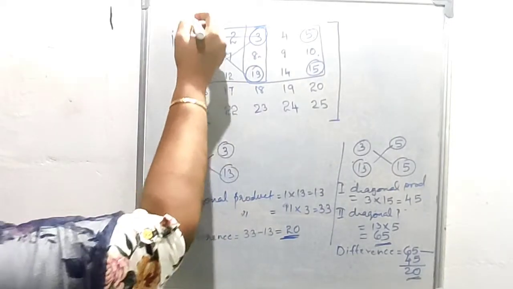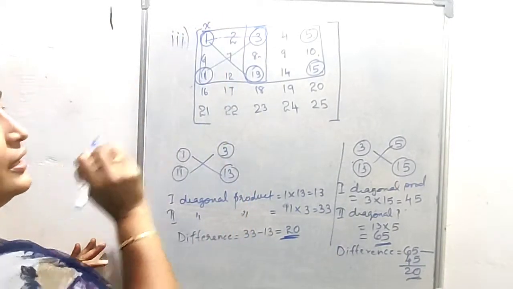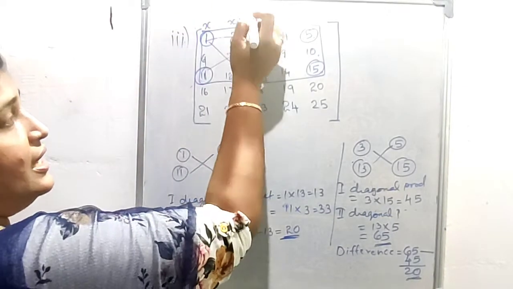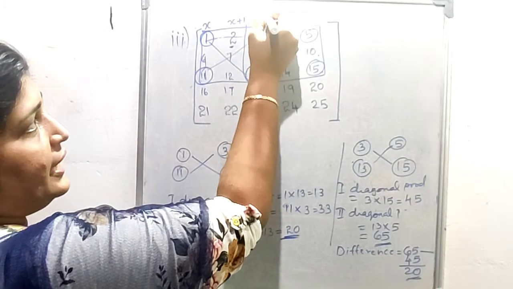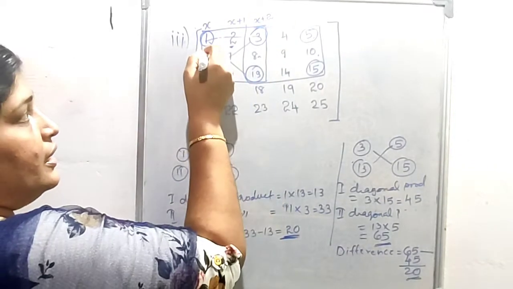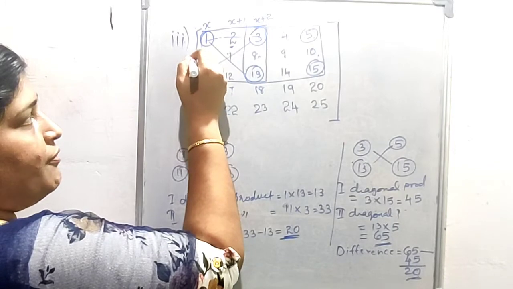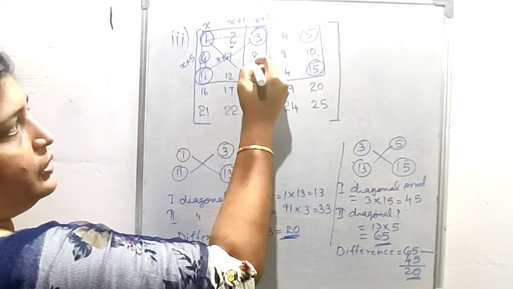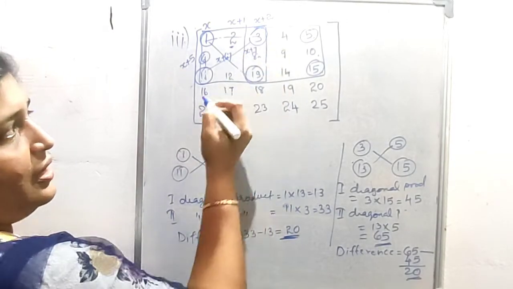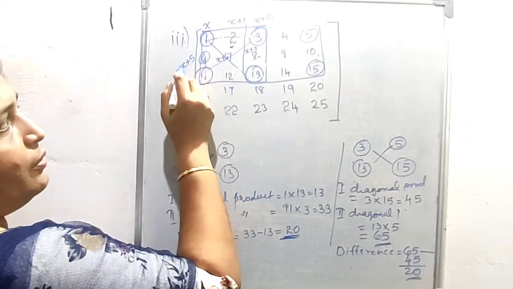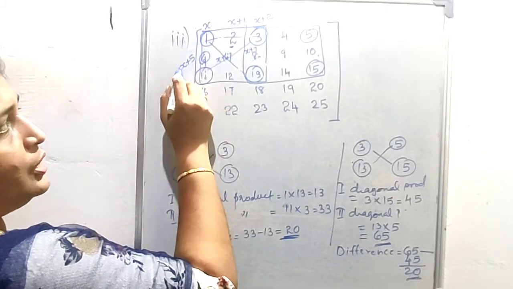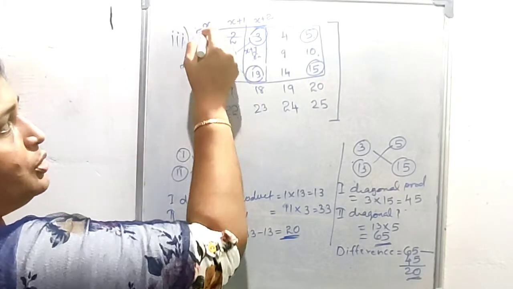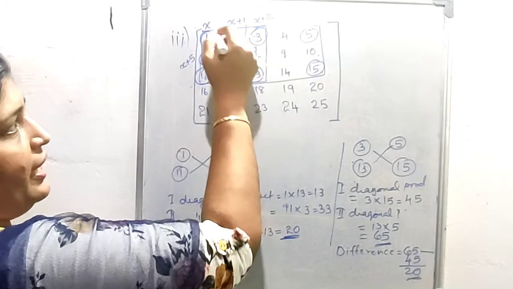See, here I am going to take the first number as x. Then what will be the second number? The second number is x plus 1, that is 1 more than x. Then the third number is x plus 2. Then this number, 5 more than x, is x plus 5. 1 plus 5 is equal to 6, so this number is x plus 6. And this is 1 plus 6 is equal to 7, so this number is x plus 7.